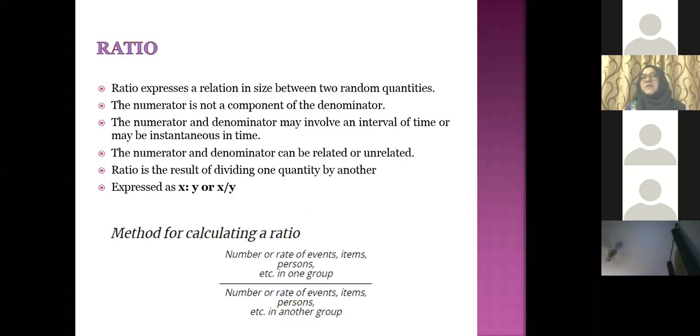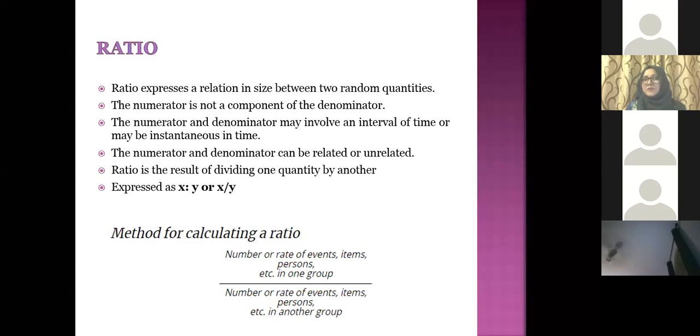So what is a ratio? First of all, these are examples of different morbidity indicators, or how you can measure morbidity using these indicators. One of them is ratio. Ratio expresses a relation in size between two random quantities. For ratio, it is very easy. I think you must have read that in second year as well. So what is happening inside a ratio? There is a comparison between two random quantities.